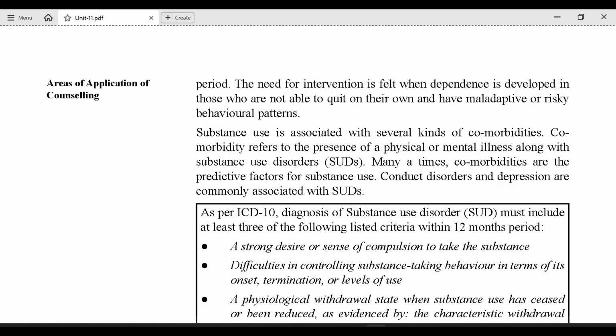Substance use is associated with several kinds of comorbidities. Comorbidity refers to the presence of a physical or mental illness along with substance use disorders, SUDs. Many times, comorbidities are the predictive factors for substance use. Conduct disorders and depression are commonly associated with SUDs.